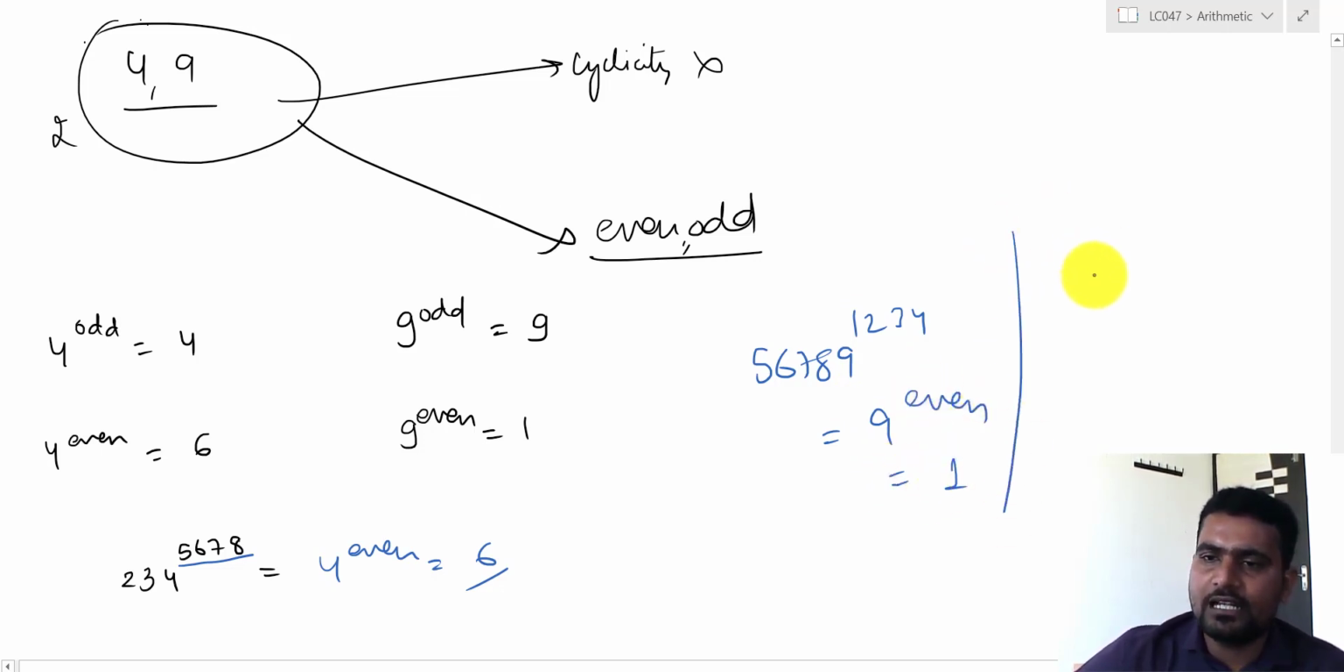And if I tell you 129 raised to power 129, what is the unit digit? I can say simply that it is 9 raised to power odd. 9 raised to power odd has unit digit 9.